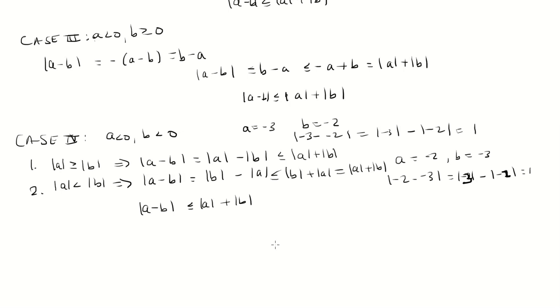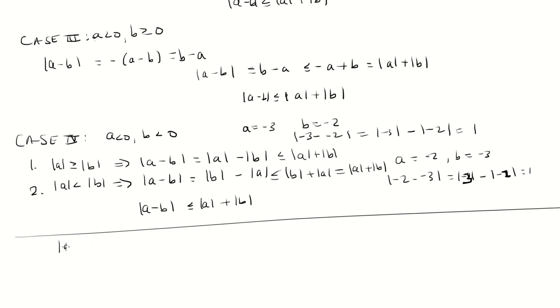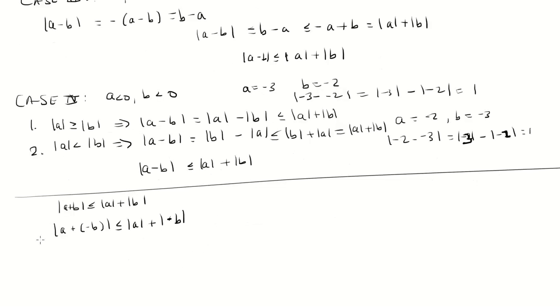Now, for the triangle inequality, this one is a lot easier because we know that the absolute value of a plus b is less than or equal to the absolute value of a plus the absolute value of b. If instead we plug in -b, then we get this. And so that's the same thing as saying the absolute value of a minus b is less than or equal to the absolute value of a plus the absolute value of b. And then the negative just disappears because it's inside the absolute value. And so we get this inequality.